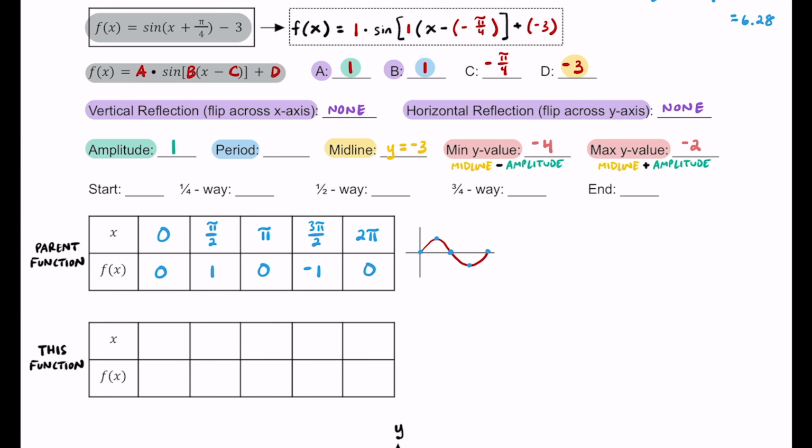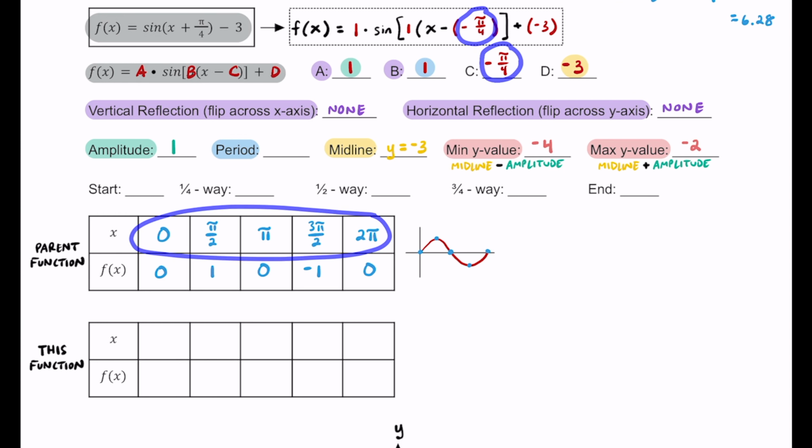So how does that parent function actually help us with this particular function in this video? Well, we see here that typically our x values for the parent function are going to be 0, pi over 2, pi, 3 pi over 2, and 2 pi, but we had a horizontal shift, right? And we had a horizontal shift that went over pi over 4 units. Again, that value is being told to us by the c value that we haven't really talked about yet, but this is telling us that we have a shift horizontally of negative pi over 4 units.